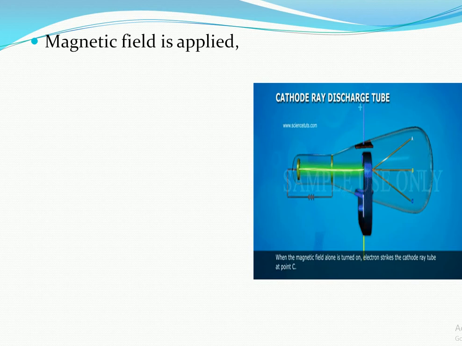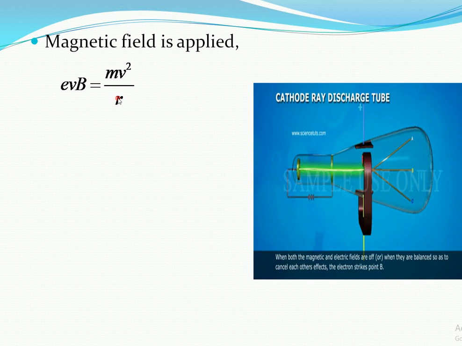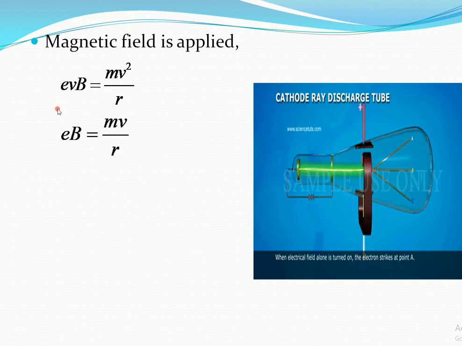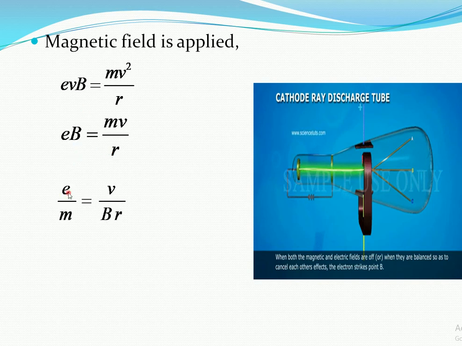Now when only magnetic field is applied, then because of the magnetic field, electrons are deflected in a circular path within this region, and after that they travel in a straight direction. So due to this small circular path, a centripetal force is acting in that region. So the magnetic force is balanced by the centripetal force, which is evB equals mv square by R. This mv square by R is the centripetal force and this is the magnetic force. So by calculating it, we get e into B equals mv by R. Then by rearranging, we get e by m equals v by BR.